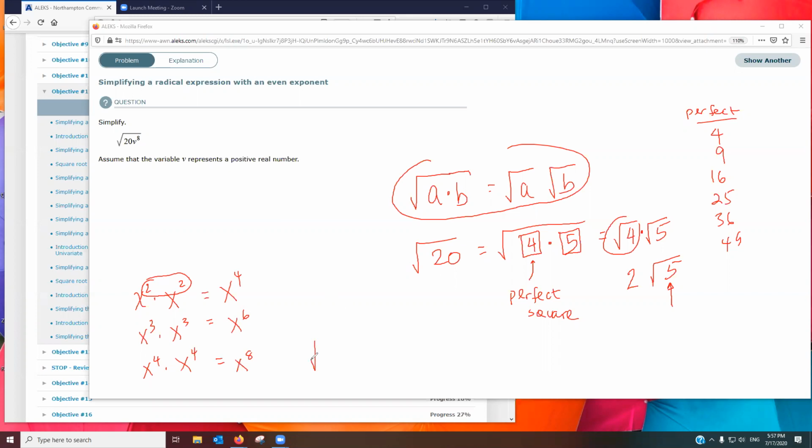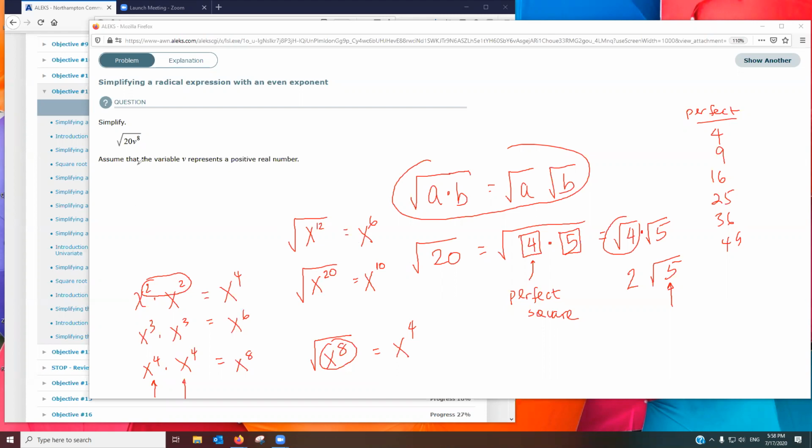So if I take the square root of x to the 8, that's really asking me what quantity times itself equals x to the 8. Well, I could see here from our example, x to the 4 times x to the 4 equals x to the 8. So the square root of x to the 8 is just x to the 4. And you might be able to imagine that when you take the square root of x to an even exponent, it's really going to take that exponent and divide it in half. So the square root of x to the 20 is going to be x to the 10. The square root of, let's say, x to the 12 is x to the 6, and so on.